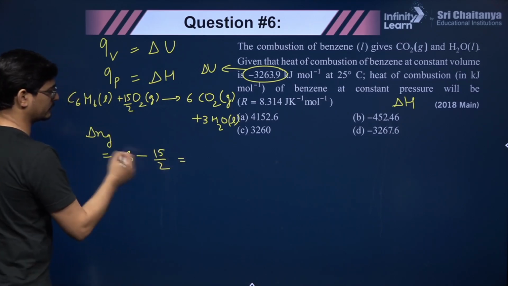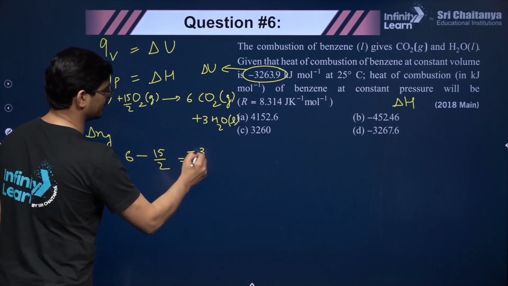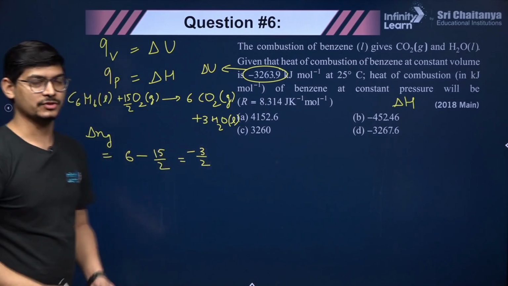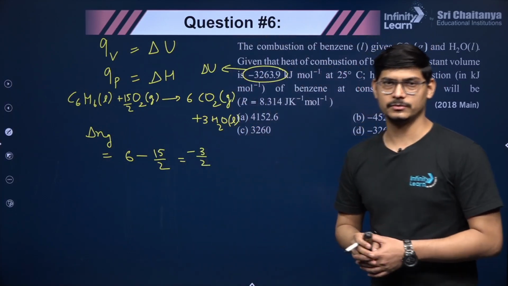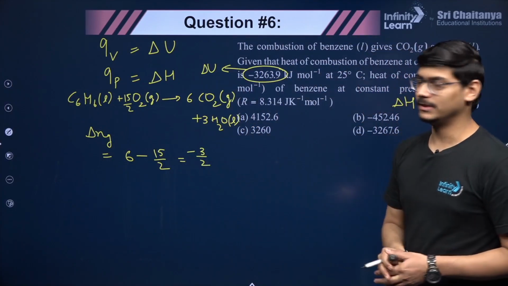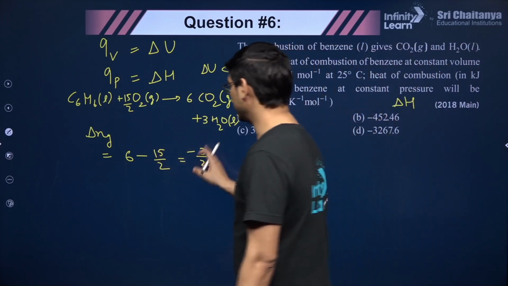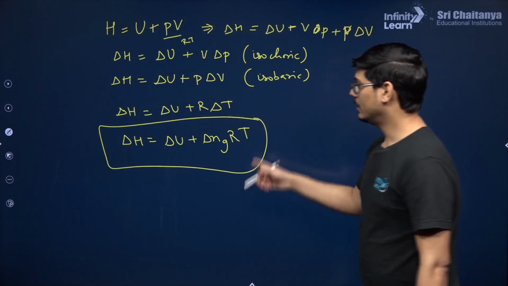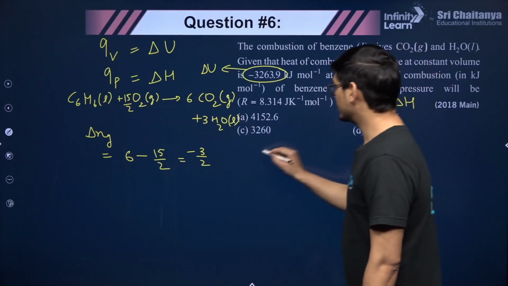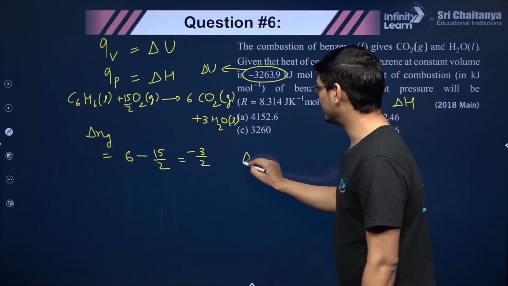So this will be 6 minus 15 by 2, that is minus 3 by 2. So this is delta Ng. That is how we calculate delta Ng. Please remember, it is used in equilibrium also, right? The relation between Kp and Kc. So delta Ng is minus 3 by 2. Now we will use the expression which we derived, right? So delta H is something we have to calculate.